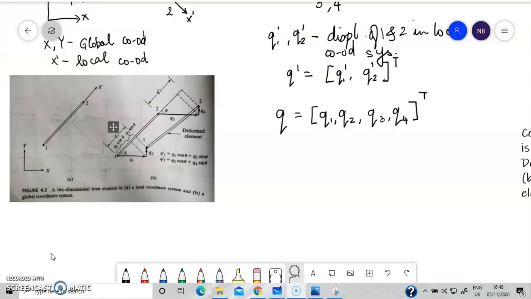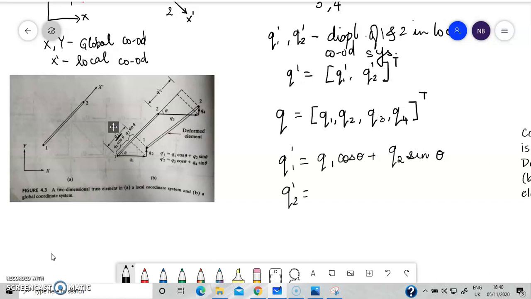So we see the image on the left hand side of the screen. We can say that q1 dash is equal to q1 cos theta plus q2 sin theta. Okay, so this is q1 here, and q2 dash is given by q3 cos theta plus q4 sin theta.